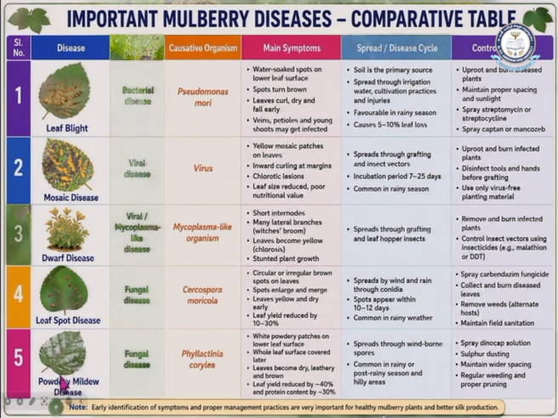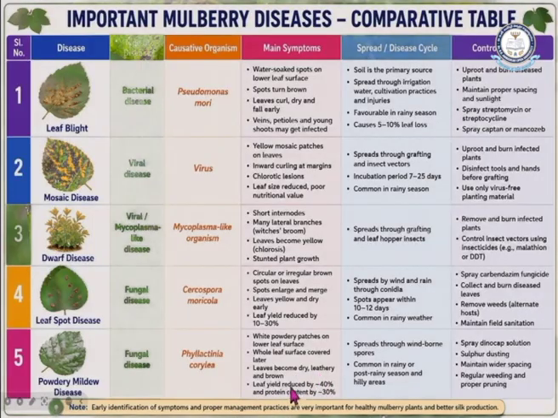Then coming to powdery mildew disease. It is also a fungal disease caused by Phyllactinia corylea. So, white powder patches on the lower leaf surface, old leaf surface covered later, then leaves will become dry, leathery and brown. Leaf yield will be reduced to 40%, where protein content will be reduced to 30%. It will be spread through windborne spores, common in rainy or post-rainy seasons and hilly area. You have to spray Dinocap solution, sulfur dusting and maintain wider spacing, regular weeding and proper pruning. Got it?